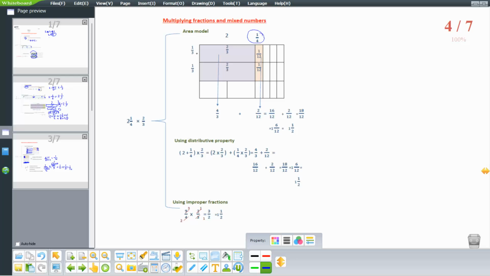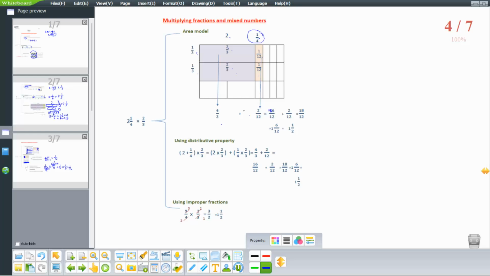Multiplying by what? 2 over 3. Here we can decompose it into 1 over 3 and 1 over 3. Okay, let's multiply 2 times a third, it will be 2 over 3, and 2 times a third, it will be 2 over 3. And 1 over 4 times 1 over 3 will be 1 over 12, and here 1 over 12. Let's add 2 over 3 plus 2 over 3, it will be 4 over 3, plus 1 over 12 plus 1 over 12, it will be 2 over 12. 4 plus 2 equals 6.